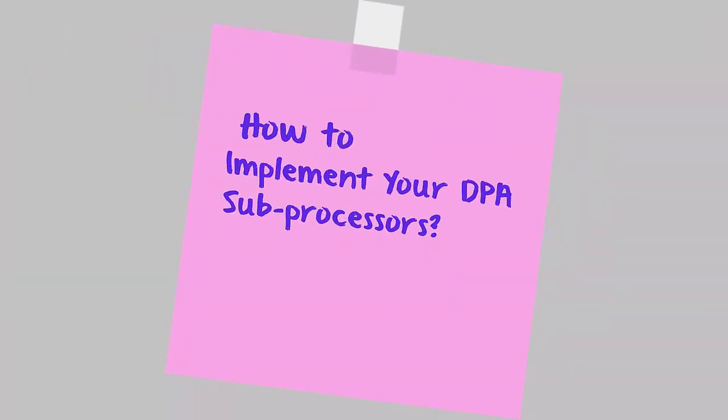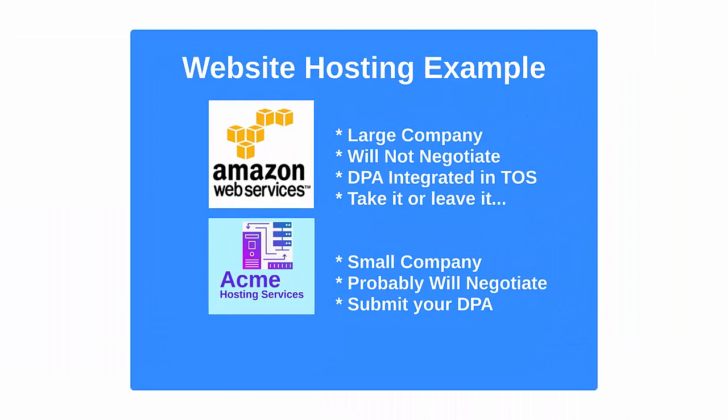Okay, the question again is, how do you implement your DPA with sub-processors? And the answer is, it depends. And I provide for you a website hosting example to illustrate what the depends means. At the very top, you see what has become sort of the gold standard for corporate America, Amazon Web Services for hosting services. And at the bottom would be a much smaller company, an imaginary company, called Acme Hosting Services, much smaller than AWS. And if you look at the bullets there, very self-explanatory.